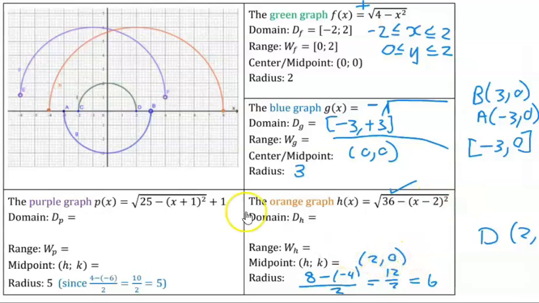So from the graph, I can see it's everything from 0 to 6. My range will be everything from 0 to 6 with square brackets. And then my domain will be from, in this case, -4 to 8. Okay, how can I get to those values?